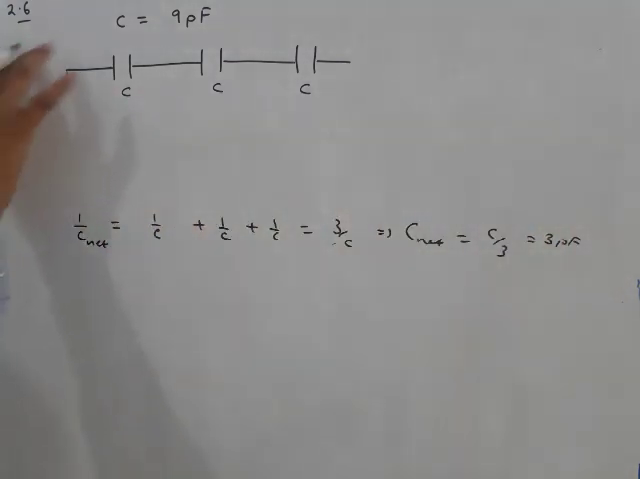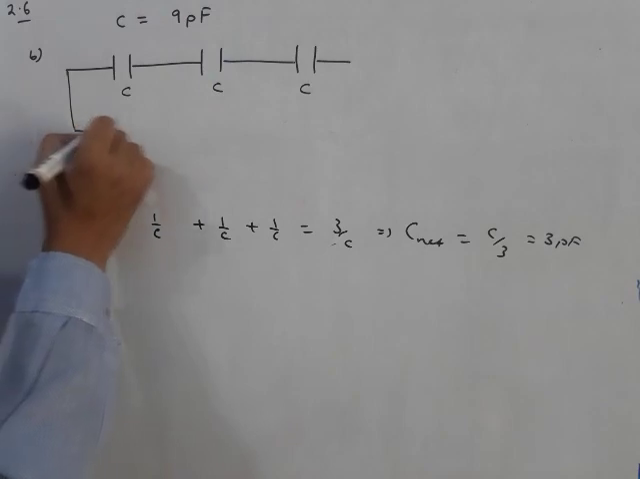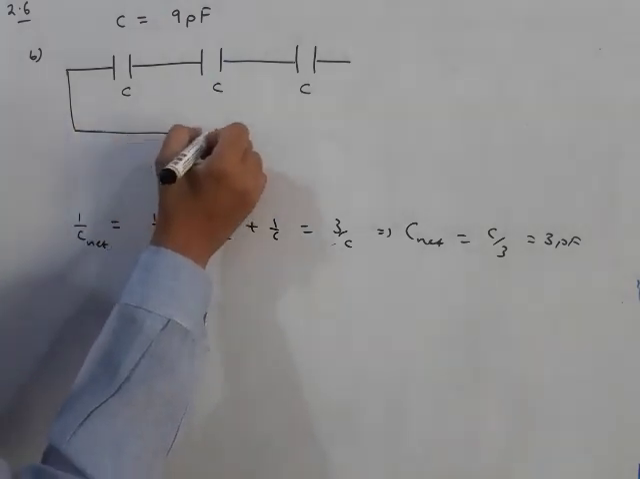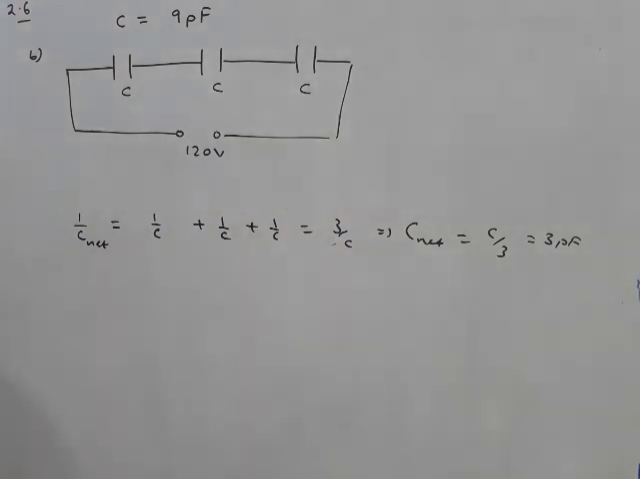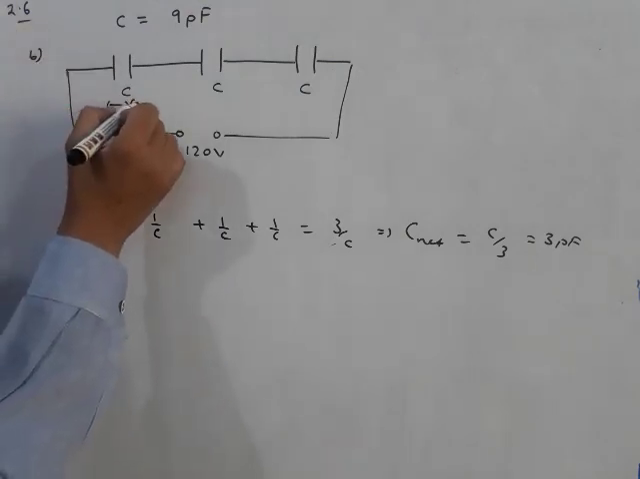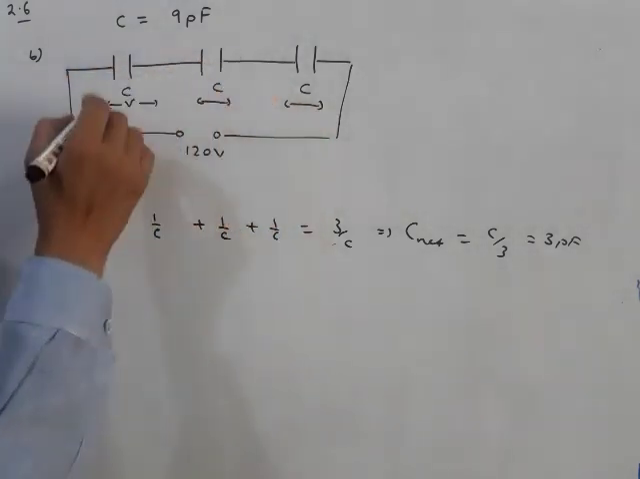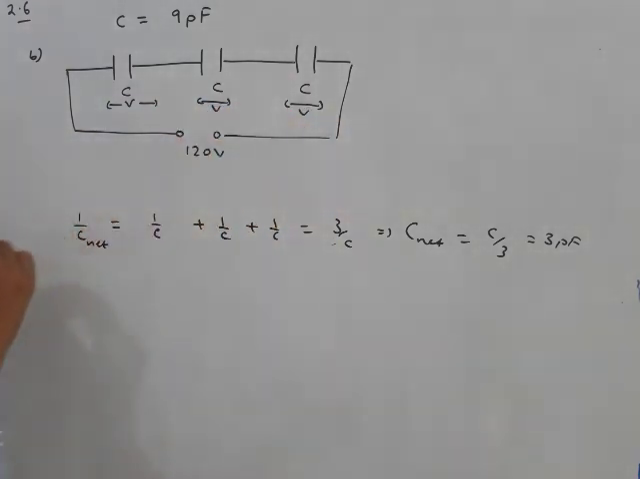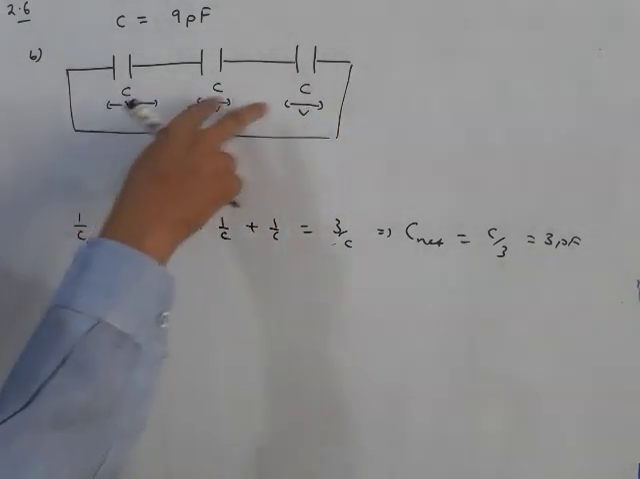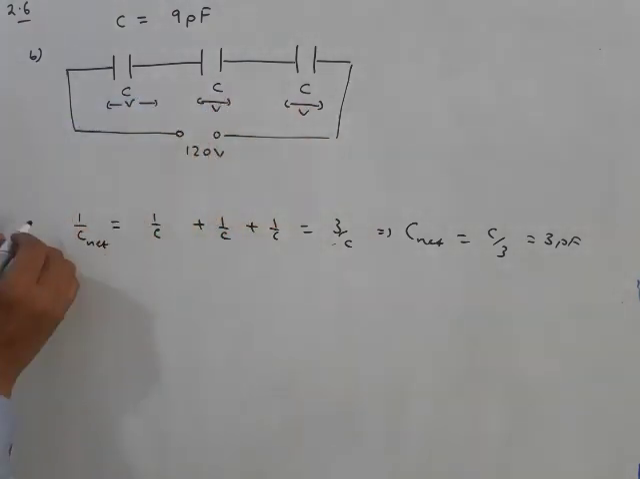This is bit A. And in part B they ask, what is the potential difference across each capacitor if the combination is connected to a 120 volt supply? This combination is connected to a 120 volt supply, then what is the potential difference across each capacitor? Let the potential difference across each capacitor be V1, V2, V3. But because the capacitances are identical, they will have the same potential difference, that is V, V and V. So this V and this V total becomes 3V. 3V is equal to 120.